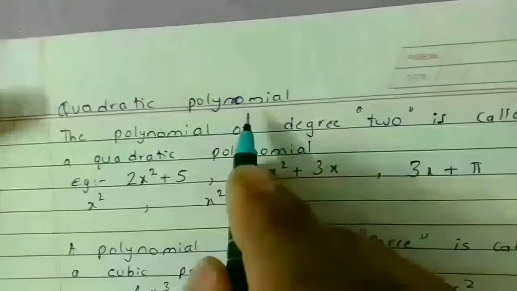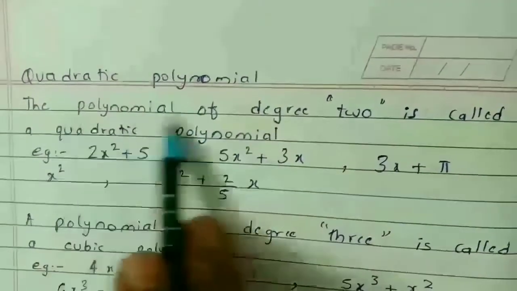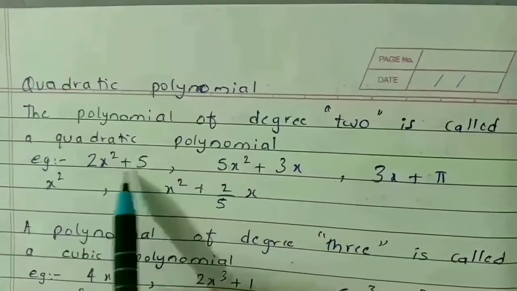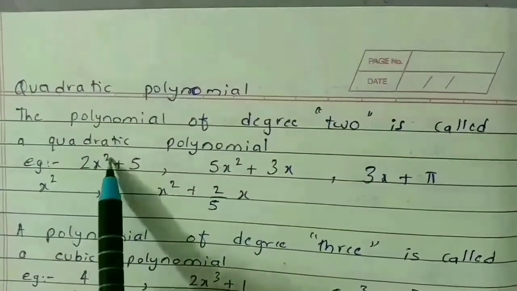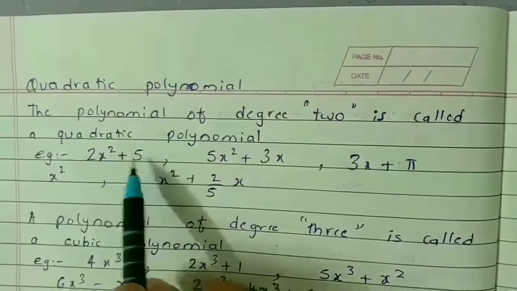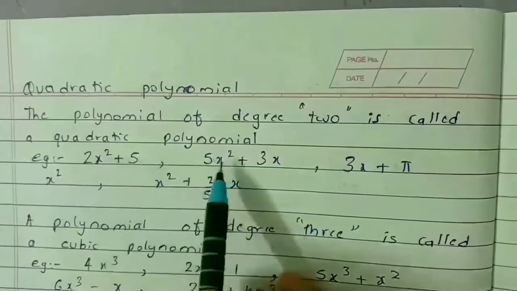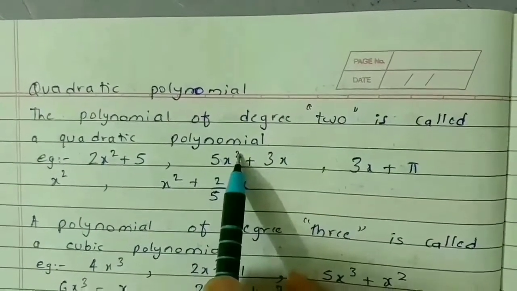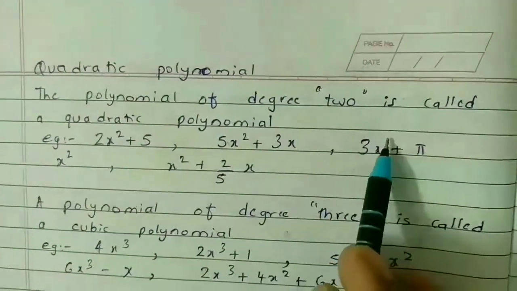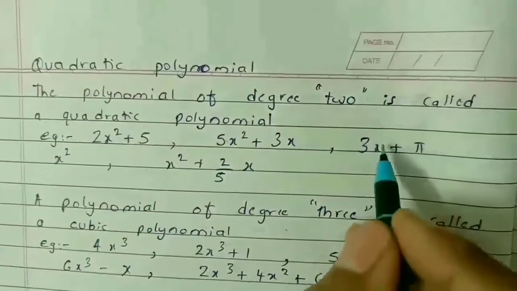Now let's learn quadratic polynomial. What is a quadratic polynomial? Any polynomial which has degree 2. Earlier we have learned the degree, the highest degree. Here the degree is 2. Here the highest degree is 2. Here the highest degree is 1. X raised to nothing means x raised to 1.